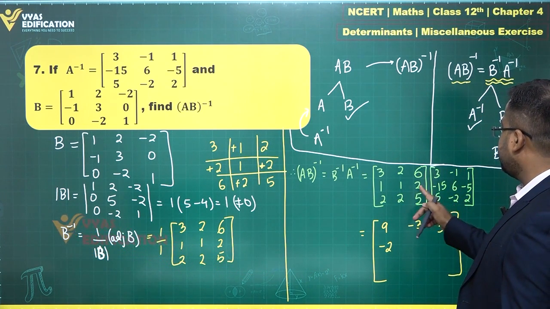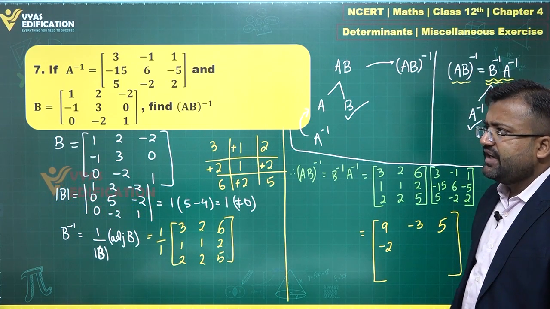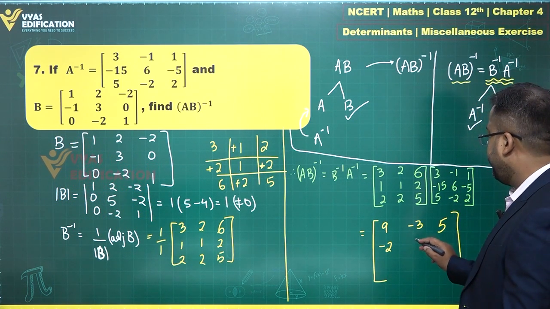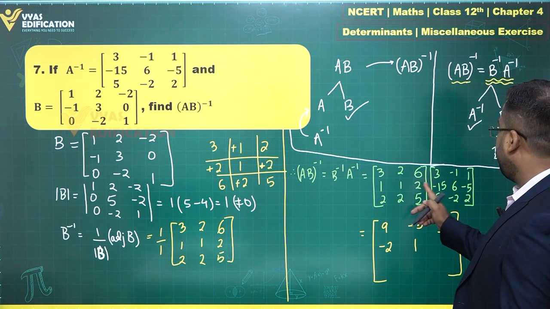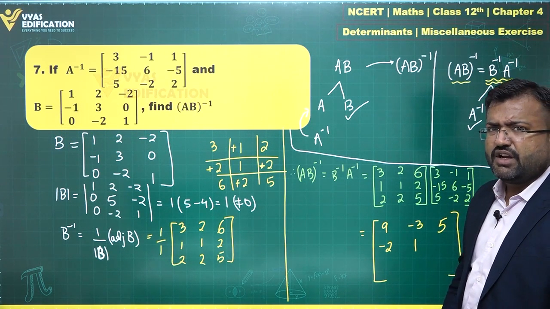Minus 1 plus 6 minus 4. Minus 1 plus 6 is 5, minus 4 is 1. 1 minus 5 plus 4. 1 minus 5 is minus 4 plus 4 is 0.